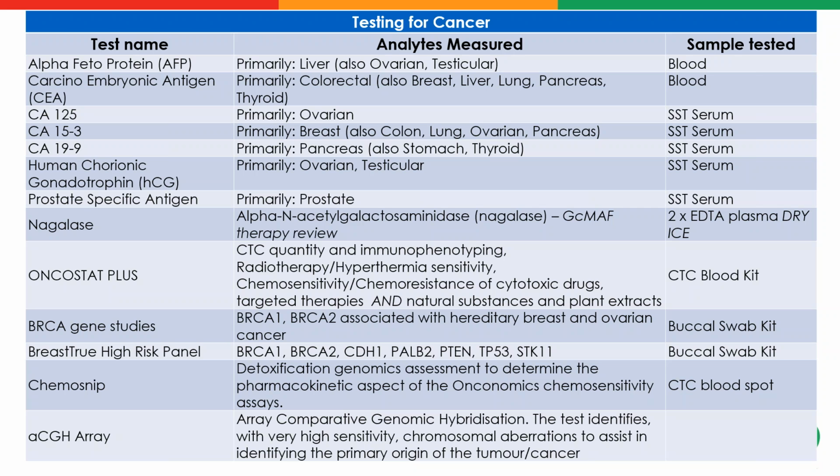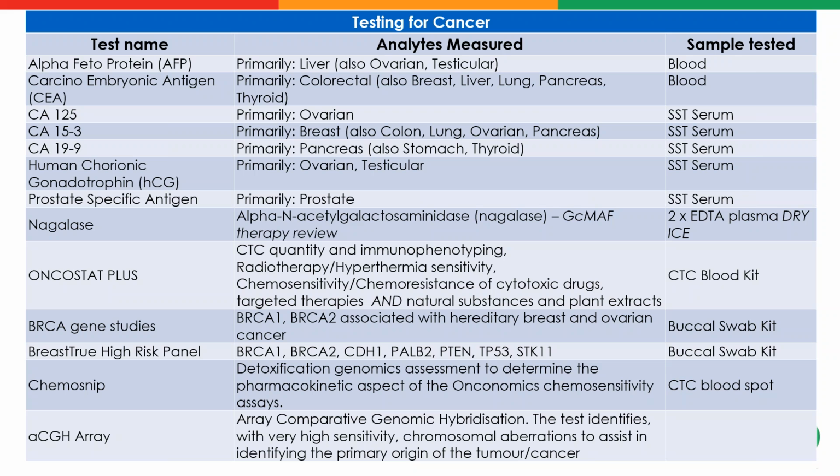And it'll also give you an indication as to whether radiotherapy or hyperthermia would be ideal for that particular patient. Then you also have the capacity to identify and prioritize the chemotherapeutic as well as natural substances that might be useful for this particular patient. Now, the general cancer assessments are your CA markers, and that is done through the standard Medicare system.